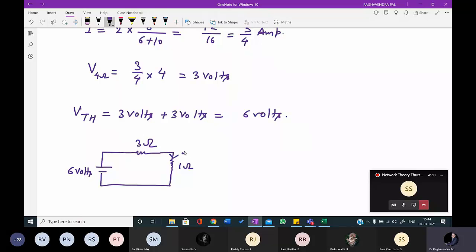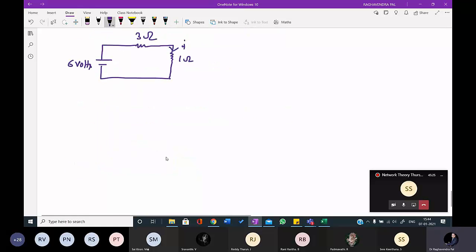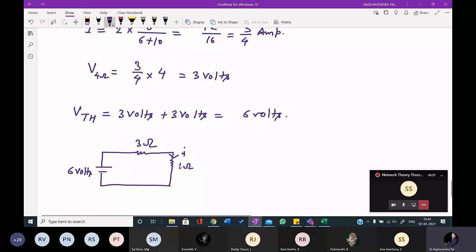This is current I. In the question, it was also written: find the current I. So what is the current I? You can calculate I is equal to 6/4, which is equal to 3/2, equal to 1.5.